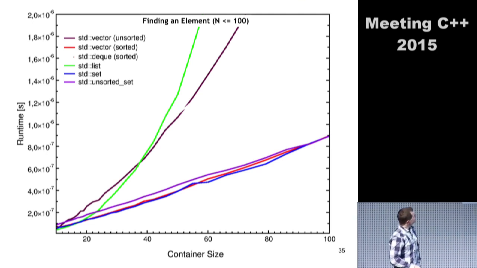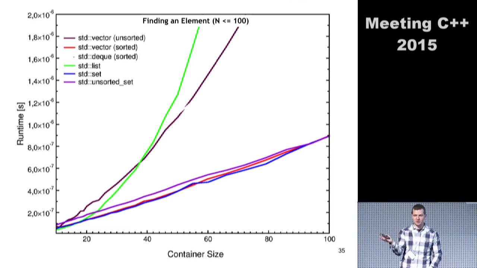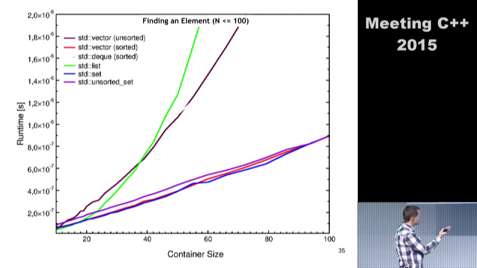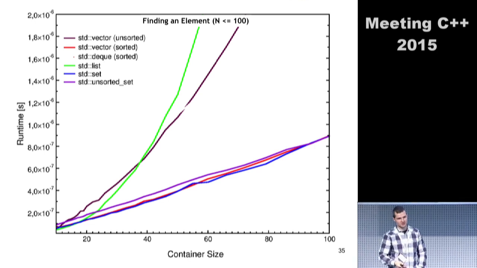Okay, there's one missing, a deque. I just use a sorted deque. What's the expectation? Would you just say it's basically a vector? We should have the same performance as the vector?